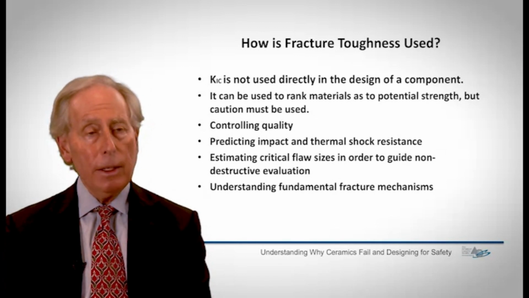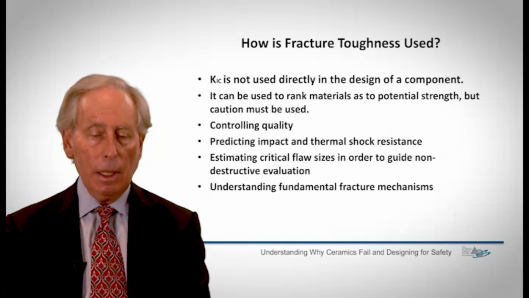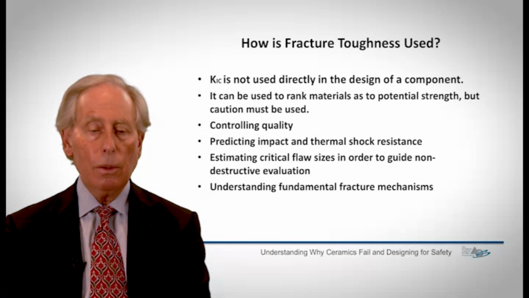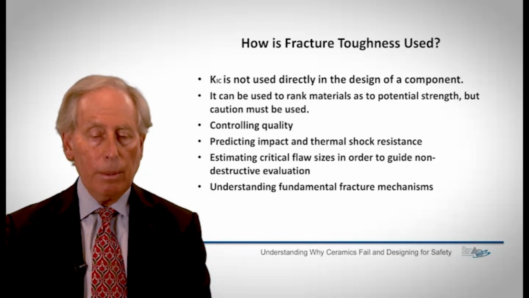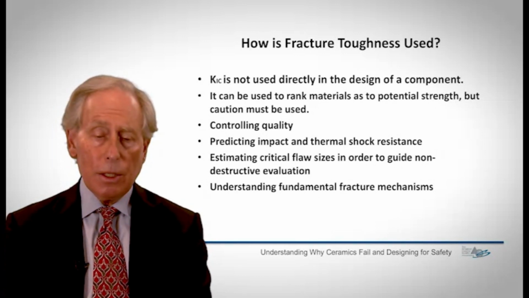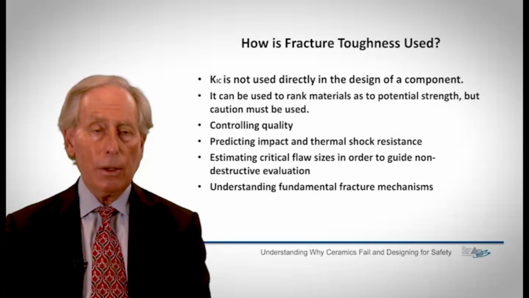One thing it is very useful for is predicting impact and thermal shock resistance. These are directly dependent on the fracture toughness, and so I can use the number directly in expressions to predict the resistance of my material, including the hardness and fracture toughness, to how thermal shock or impact will result in failure. It can be used to estimate what the critical flaw size I'm likely to find, because the higher the fracture toughness of the material, the larger the flaw that I can tolerate that will cause failure.